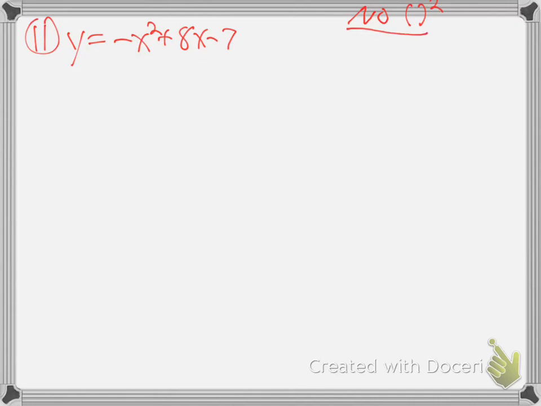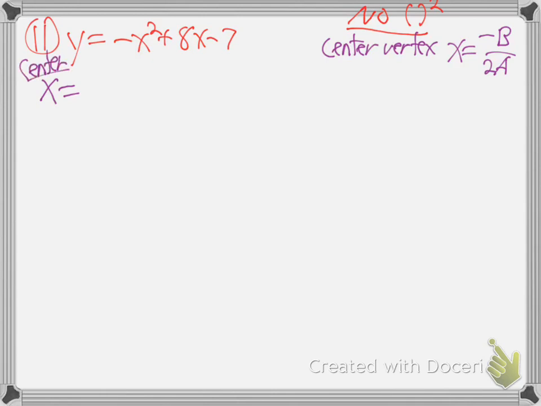So then we can't just do the same thing. Well, how do we find the vertex then? You find the center vertex by using x is negative b over 2a. So x, the x value of the center of the U-shape, we're trying to graph a parabola, a U-shape. The center of that parabola, the x value is negative b over 2a.